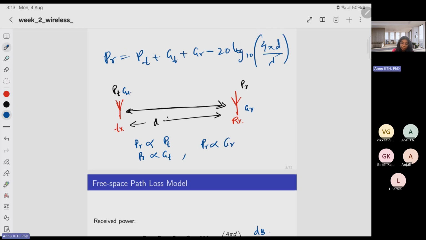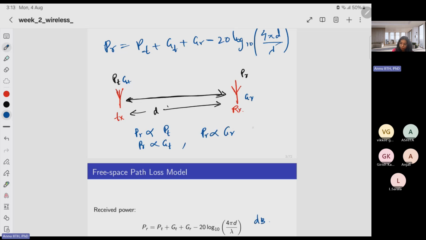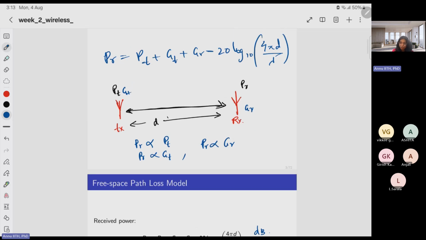Okay, but at the same time, it is not proportional to 4 pi d by lambda. Why is it d by lambda? Because as the distance increases, you will not receive the power at the same time. And since c equals mu lambda, lambda equals c by mu. So what I'm trying to say is that it is inversely proportional to frequency, so it is directly proportional to lambda. That's why it is 4 pi d by lambda.